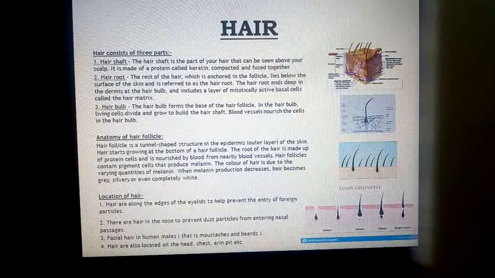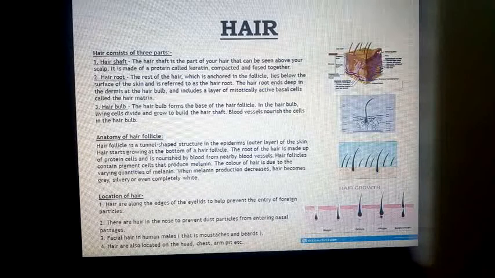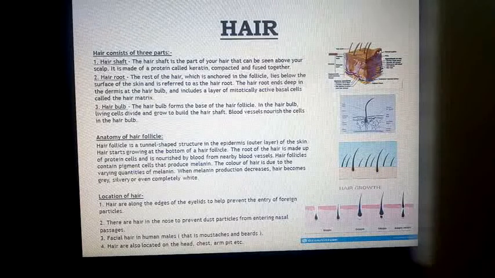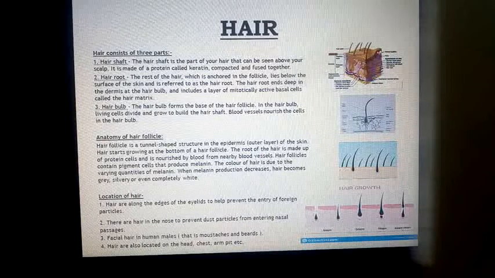The hair root ends deep in the dermis at the hair bulb and includes a layer of mitotically active basal cells called hair matrix. Here mitotically means a division where cells divide and multiply. Got it? That is not in germ cells, but in growing cells, growth-related cells.